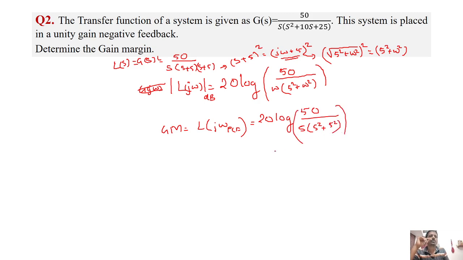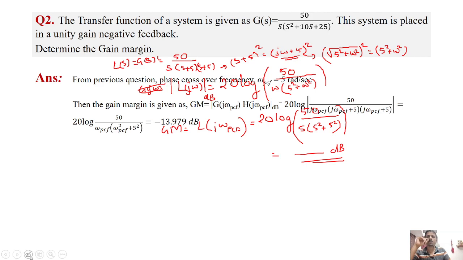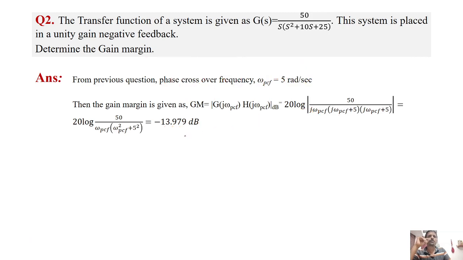Okay, so log to the base 10, so we'll get some value in dB. So that is the gain margin. Okay, so let us check. So let me rub this. Okay, so I've done the same thing. So we'll get the gain margin to be minus 13.979 dB. So this is the gain margin.